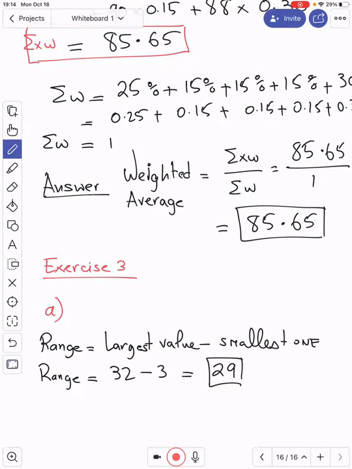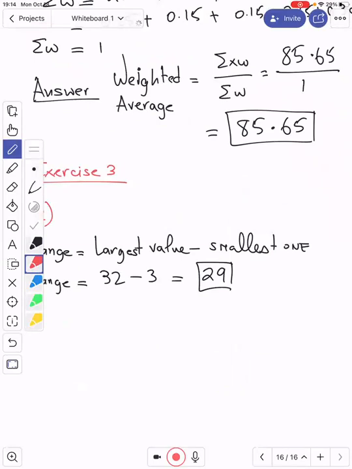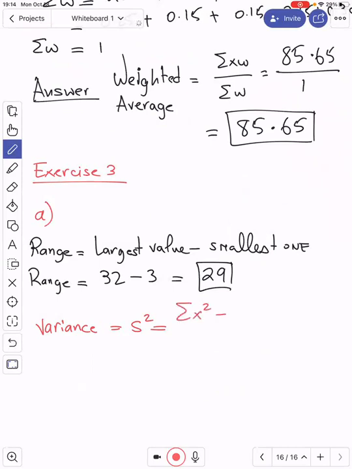Okay. Next, we have to find the sample variance. I need to remind you of the formula for the sample variance. The variance, that's the S squared, is the sum of the X squared minus the sum of the X's squared over N, and then the whole thing over N minus 1.